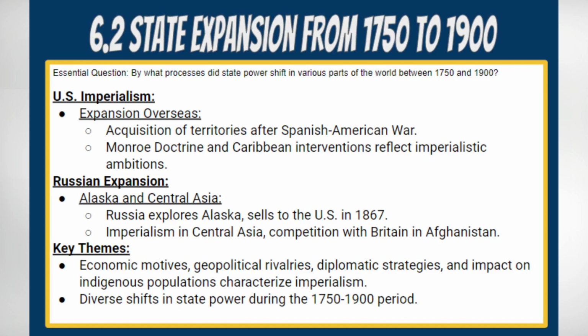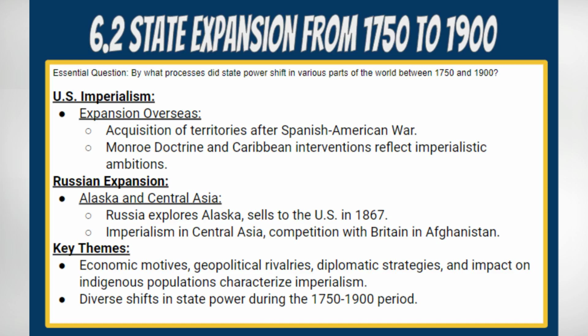Russian expansion, Alaska and Central Asia. Russian exploration of Alaska and Central Asia demonstrated imperial ambitions. The sale of Alaska to the U.S. and the rivalry with Britain in Afghanistan, the Great Game, reflected geopolitical complexities.